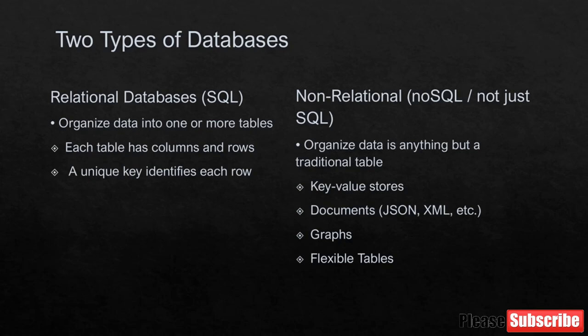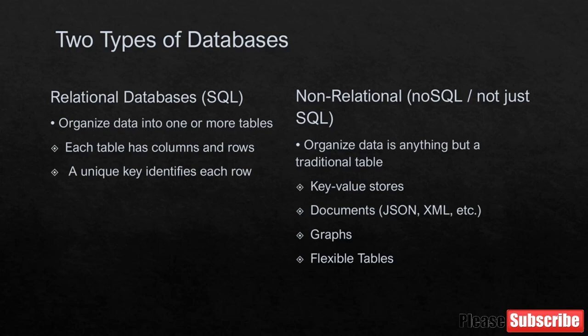In the relational database, which is SQL, data is organized into one or more tables, because obviously if you're managing data, you might need a table, and a table is going to help a user maintain all the data and see it whenever they want to, and it is easier to find. Each table has columns and rows, just like you see in Microsoft Excel, and a unique key identifies each row, and all of those rows and columns have an identified unique key.